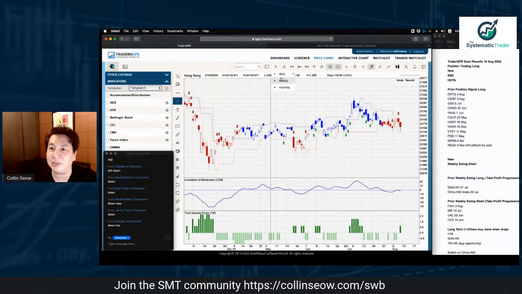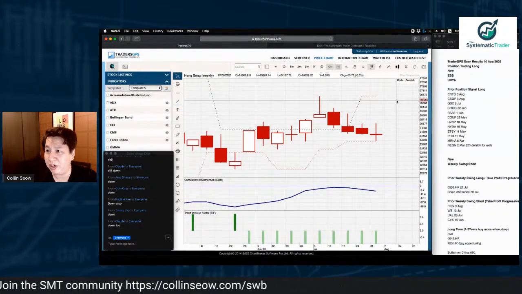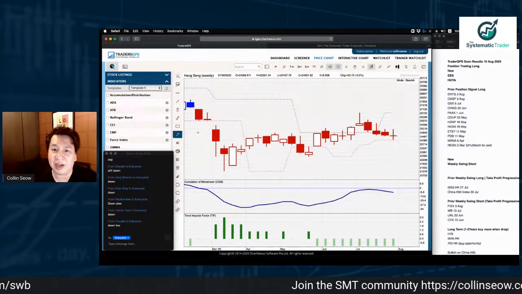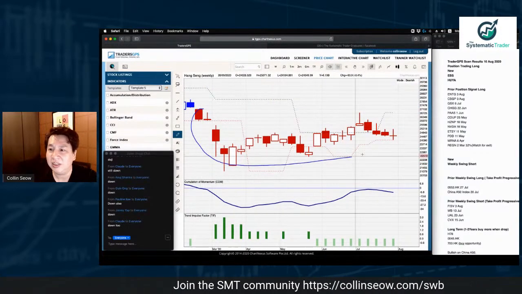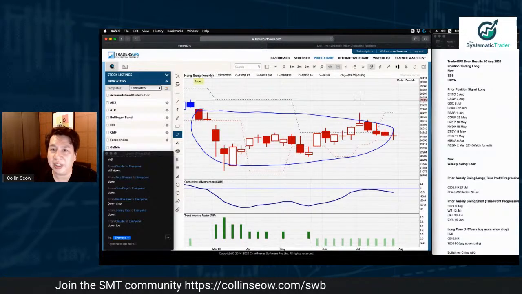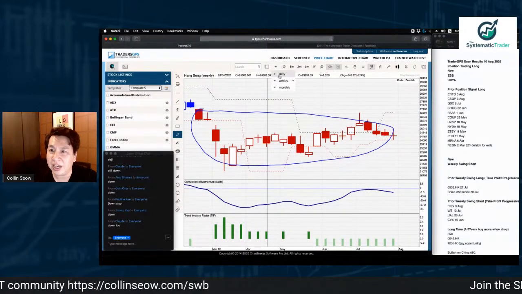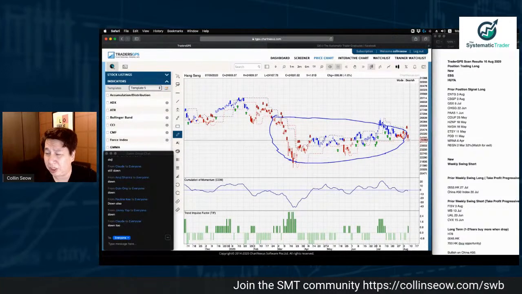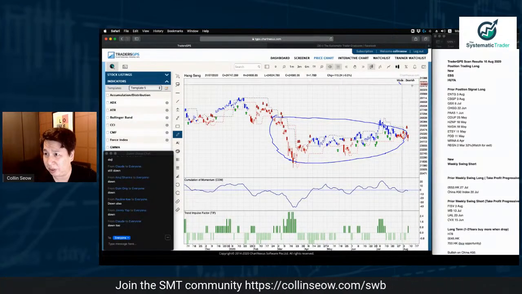Long term is bearish. The mood is bearish. For SMT graduates, remember this mode tells you the color right now. What's the color right now? This color right now is bearish. And then the daily charts, even though this part is bullish, the mood is still bearish.